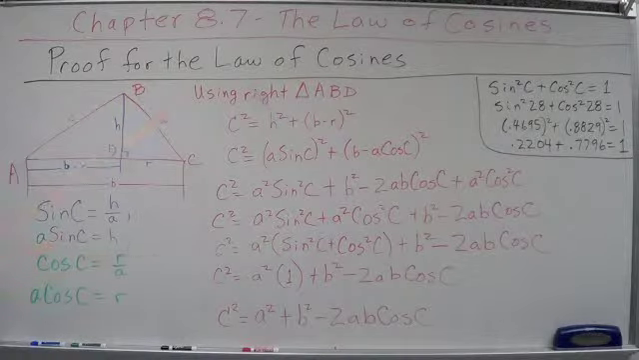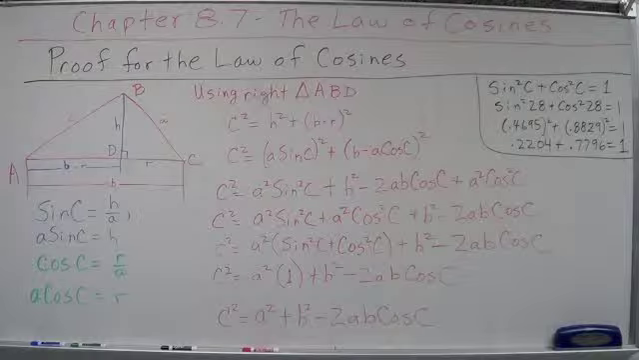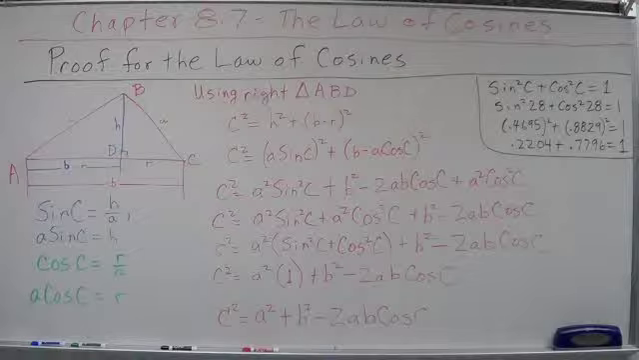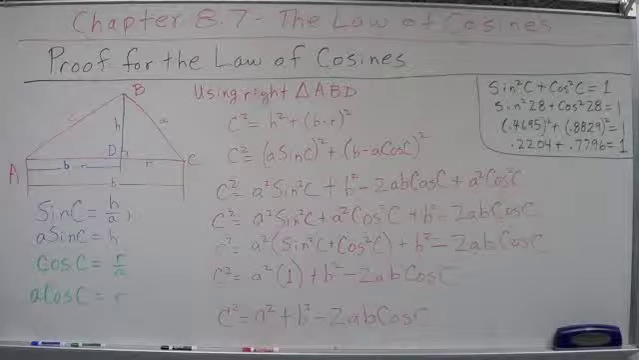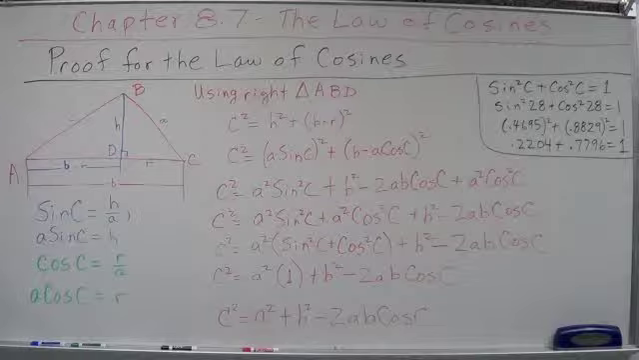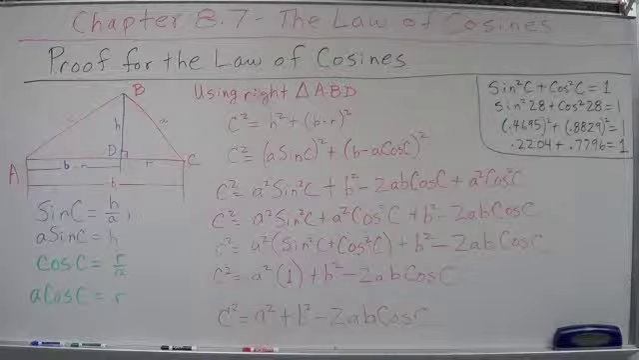We're going to start with triangle ABC. It is a non-right triangle. And what we're going to do is cut it with an altitude to create two right triangles. Then we're going to use those right triangles and the trigonometric ratios of those two right triangles to create a rule by which we can solve for unknowns of non-right triangles.